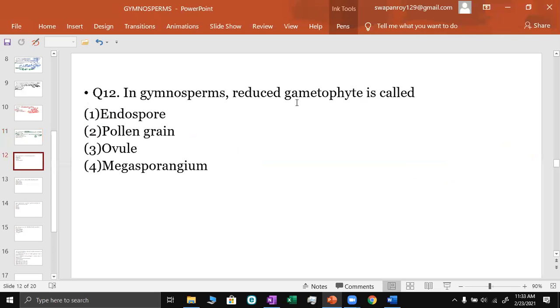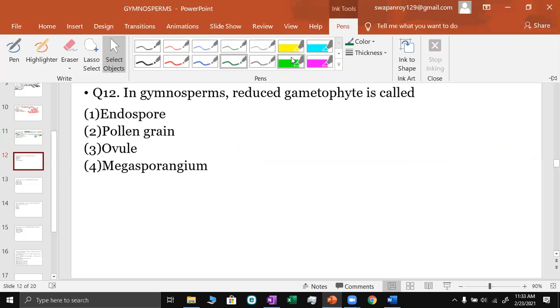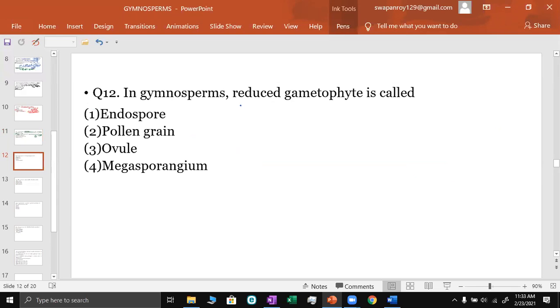12. In gymnosperm, the reduced gametophyte is called... Options: endospore, pollen grain, ovule, megasporangium. So the reduced gametophyte is the pollen grain. Okay, because the ovule is not totally gametophyte.